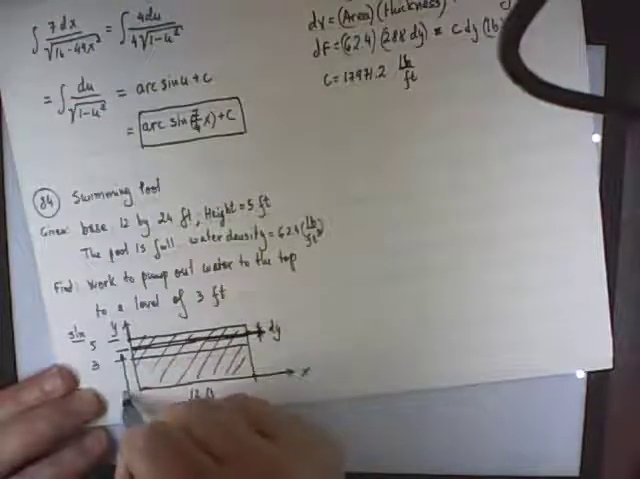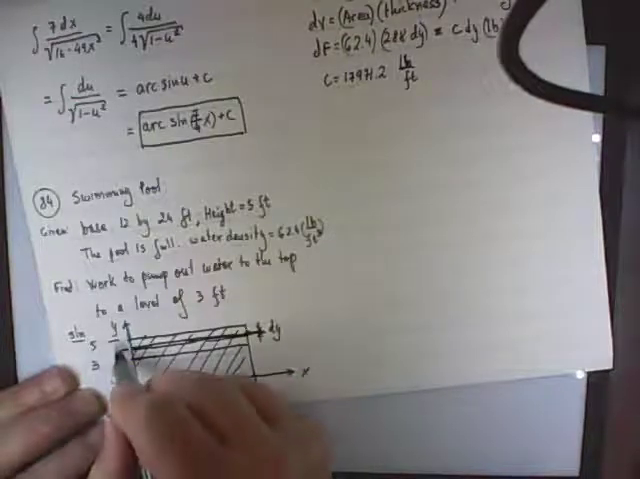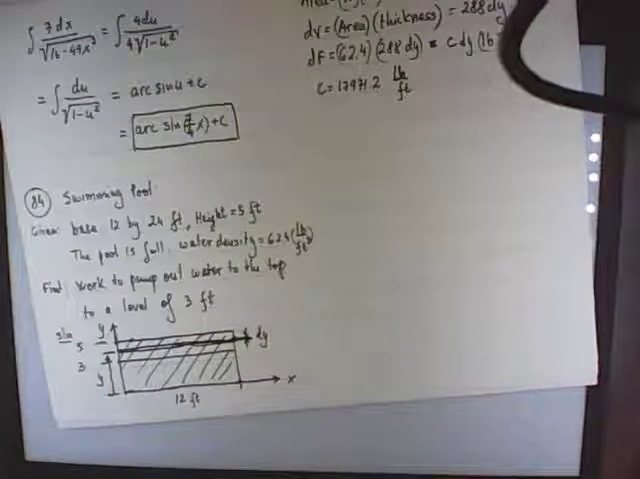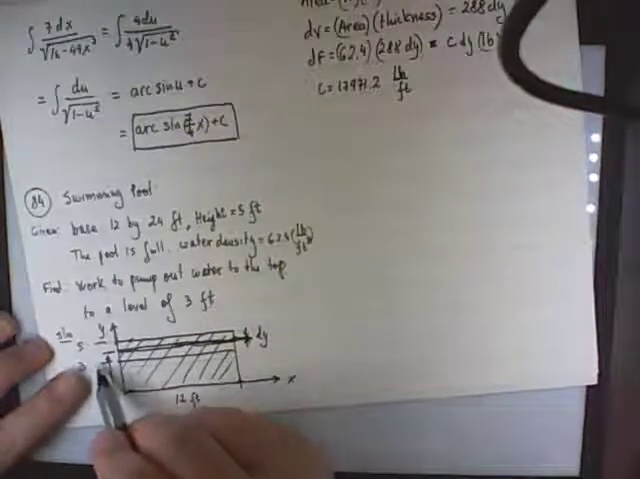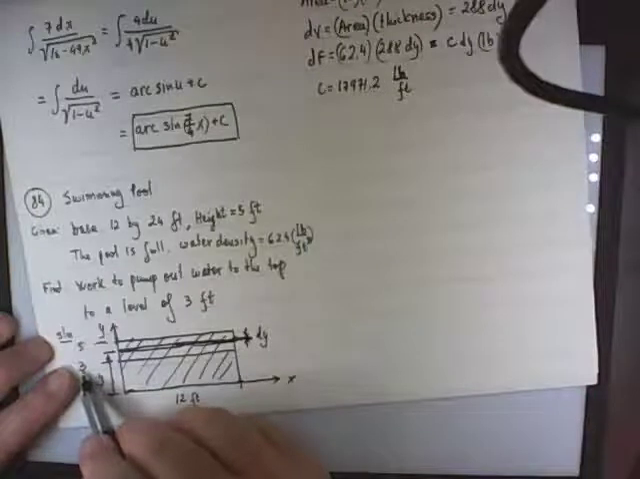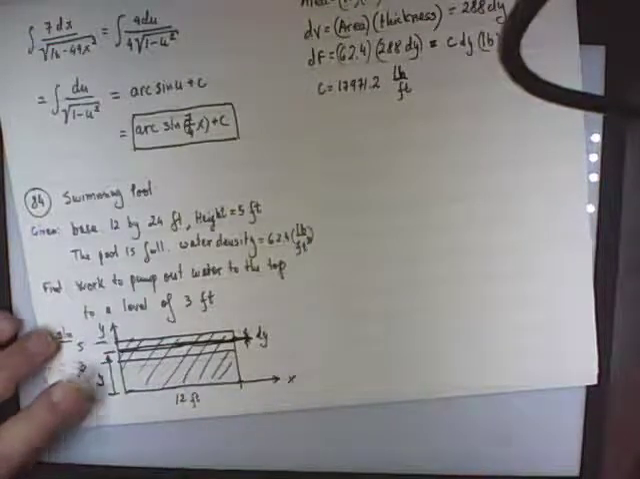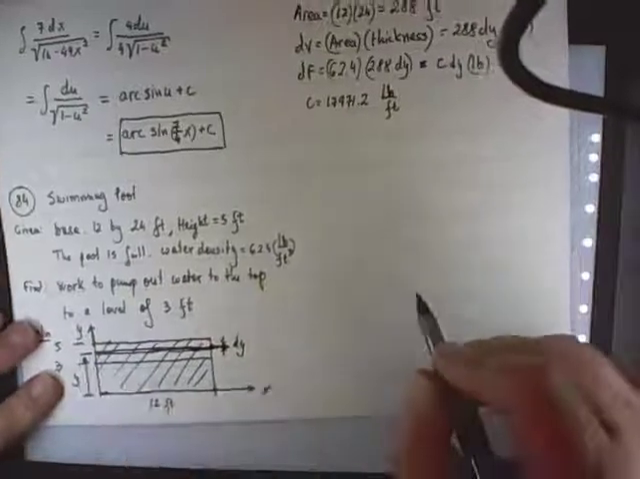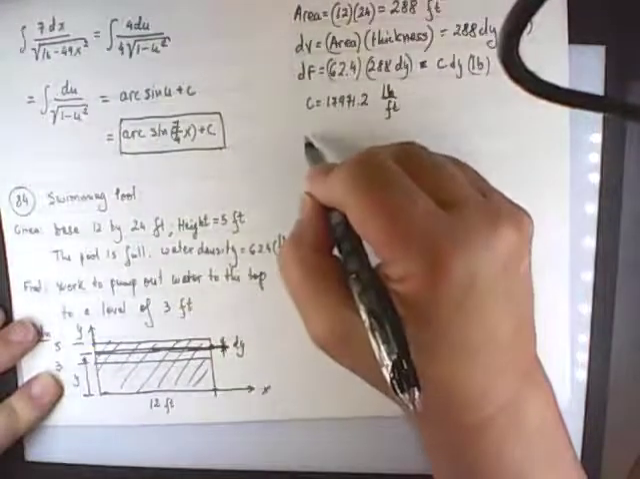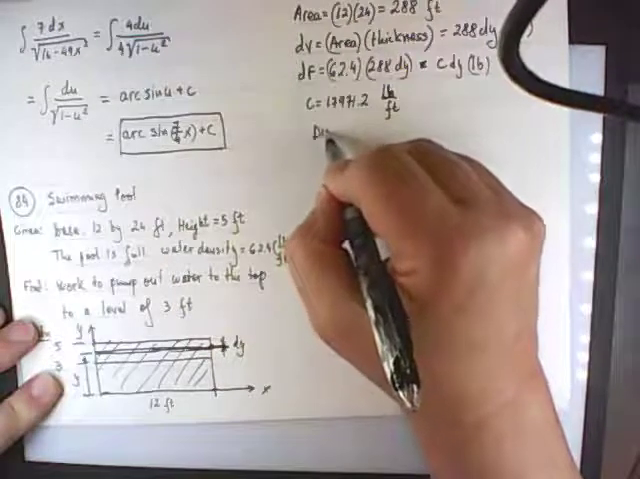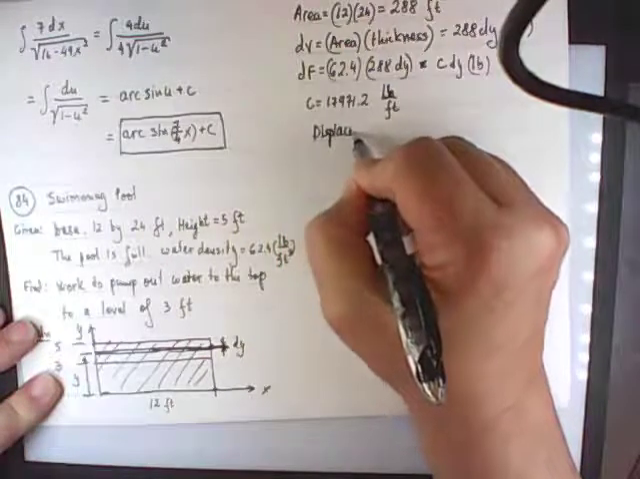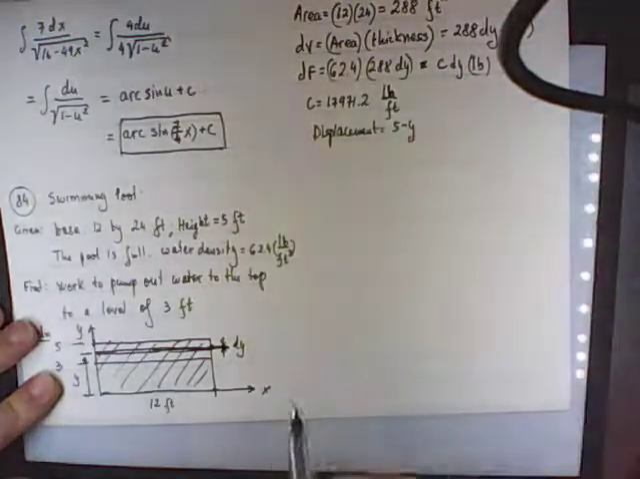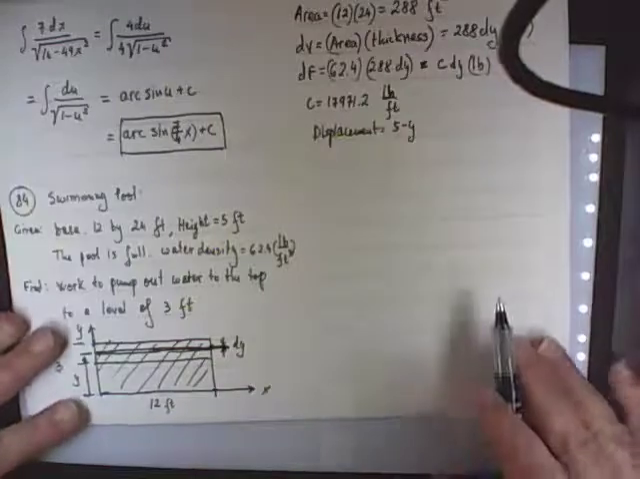Remember, we measure y from here, so the difference is 5 minus y. Now, if I was a smarter person, I probably would have set up the origin right at 3 and gone 0 to 2. But I'm not that smart, so I'll go 3 to 5. Anyway, this will be y, so the displacement is 5 minus y. It would have been 2 minus y, but as I said, I'm dumb.